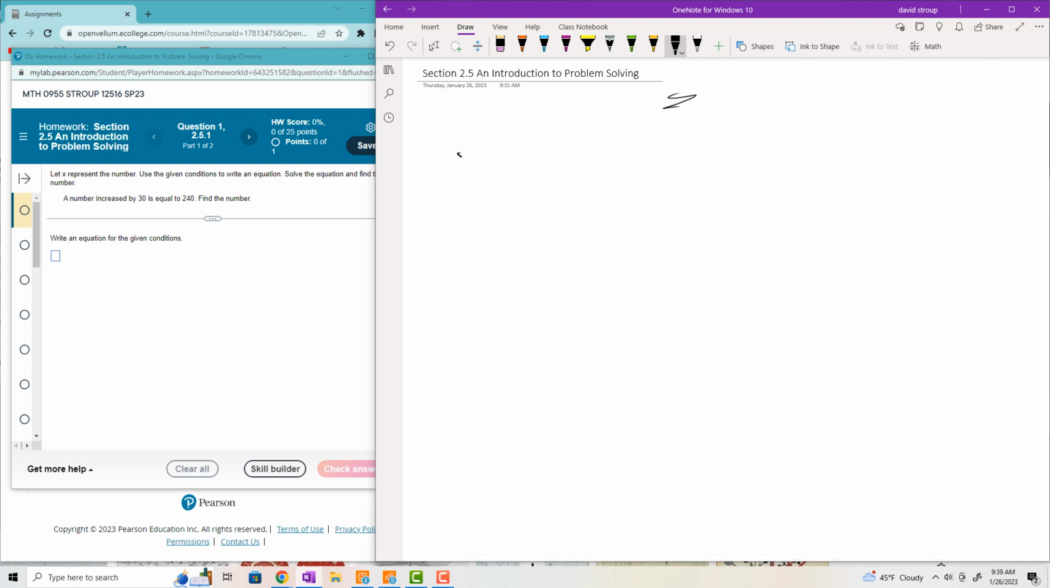Okay, so a number, we just say that's a variable. Increase means to add. And if you're not sure what one word means, then you just go back to the e-text and figure it out. So x plus 30 is equal to, that means equal sign, and then 240.